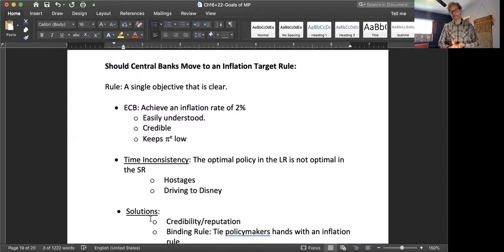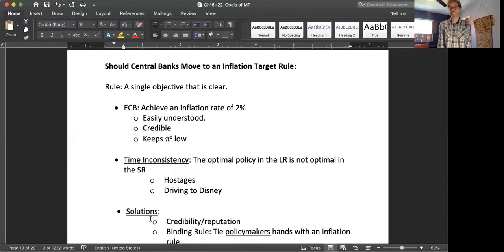And that is an inflation target, right? An inflation target would be to have only a single objective that is perfectly clear, right? So the European Central Bank, the ECB, has as its only goal to maintain inflation of 2%. And the proponents of this say there's reasons why this works. First, it's easily understood by the public. Everybody can understand what the central bank is doing here, right?